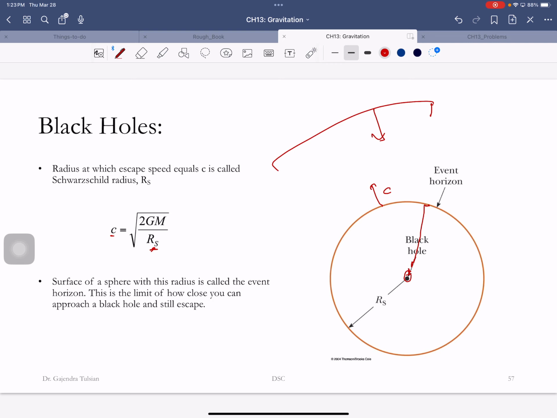So for instance, the sun has a radius of 700,000 kilometers, and for the sun, this radius is about 3 kilometers. So if you took the sun and squeezed it by a factor of 200,000, you can turn it into a black hole.